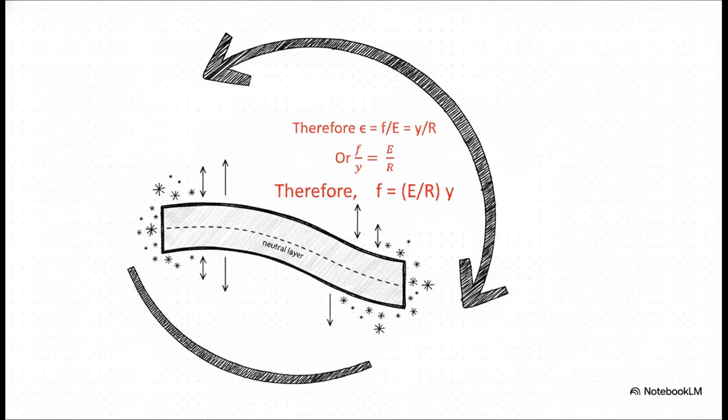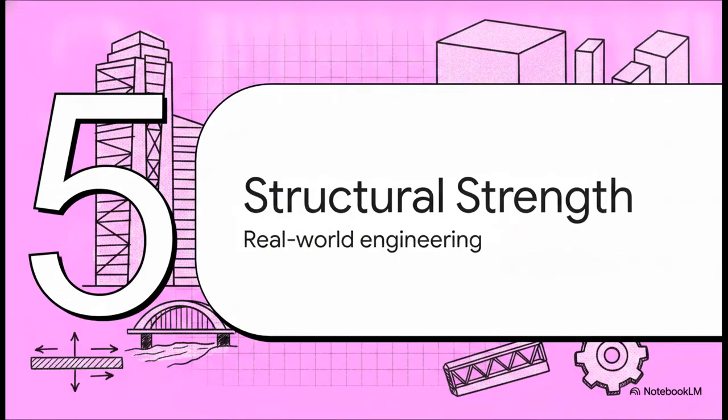The logic here is just brilliant. Because E and R are constant for a specific bent beam, the stress F depends entirely on Y. The further a fiber is located from the neutral layer, meaning the higher that Y value gets, the higher the stress intensity it experiences. So, the absolute maximum stress is always felt on the extreme top and extreme bottom skins of the beam.